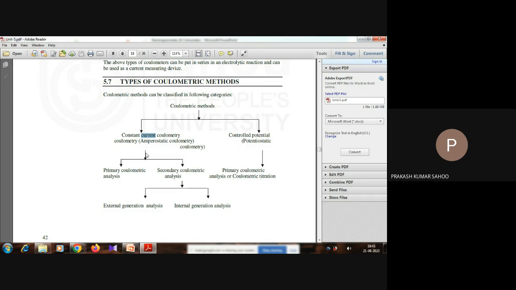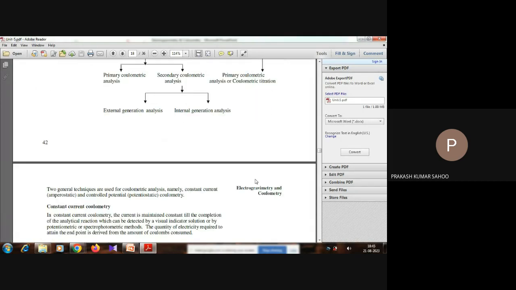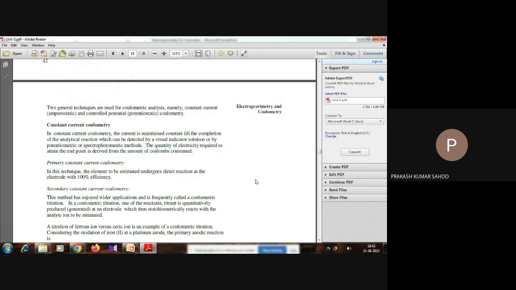And amperostatic is again of two types, primary and secondary. The secondary is again of external generation analysis and internal generation. And controlled potential is only primary type, that is primary coulometric analysis, or coulometric titration. Then we have constant current coulometry, primary constant current coulometry.